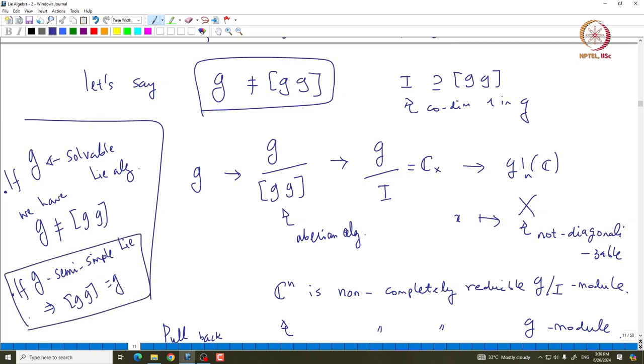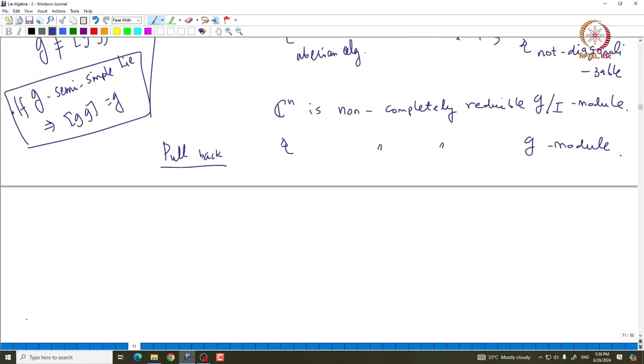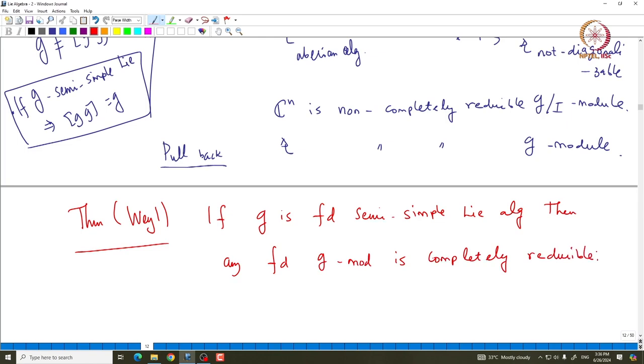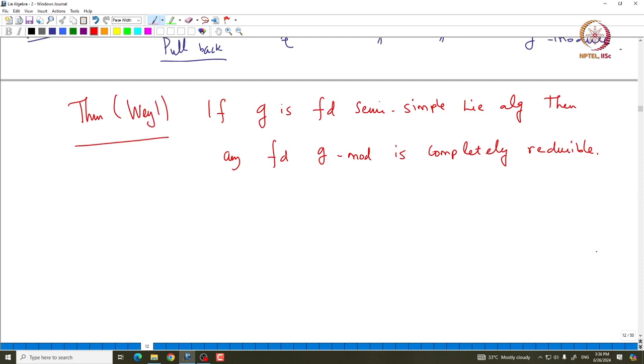Okay. So indeed, in this situation, we prove Weyl's complete reducibility theorem. Okay, so this is the theorem of Weyl. It says if G is a finite dimensional semisimple Lie algebra, then any finite dimensional G module is completely reducible. Of course, Weyl's original proof uses some analysis coming from the study of Lie groups. But here we will be seeing an algebraic proof, and I will prove this result only for SL_n.